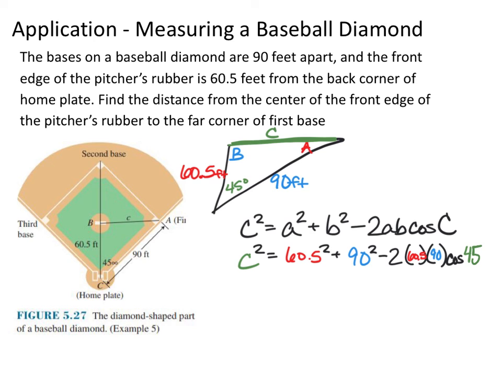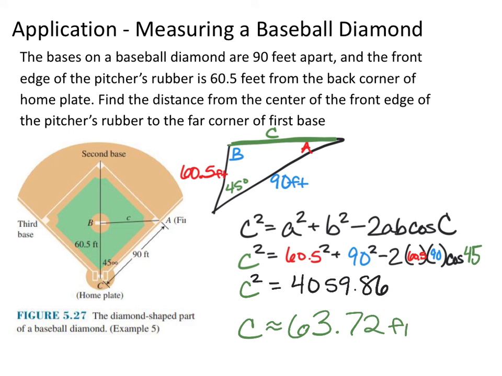So if we throw all of that into a calculator, making sure the calculator is in degrees, we'd get that c squared is approximately 4,059.86. So we also can take the square root of that. We know that c is approximately 63.72 feet. So that's about how long it is from the pitcher's rubber to first base. A little real world usage of the law of cosines.